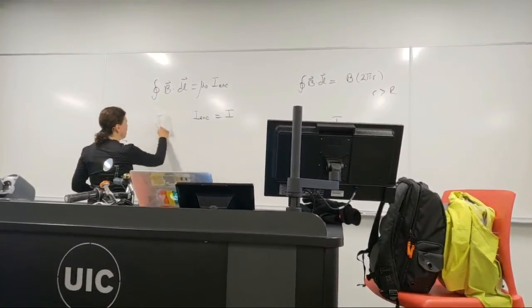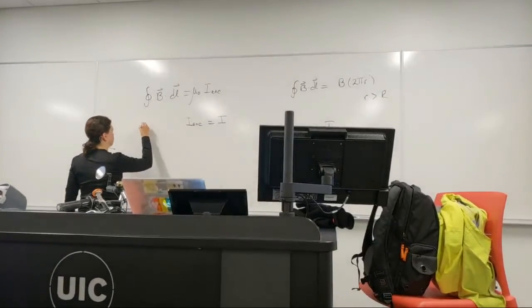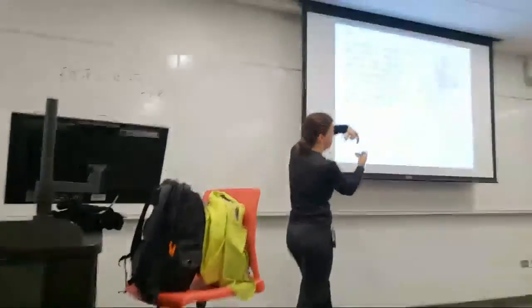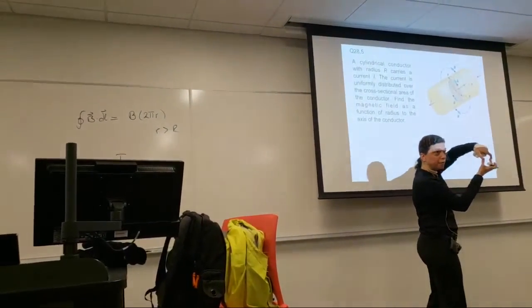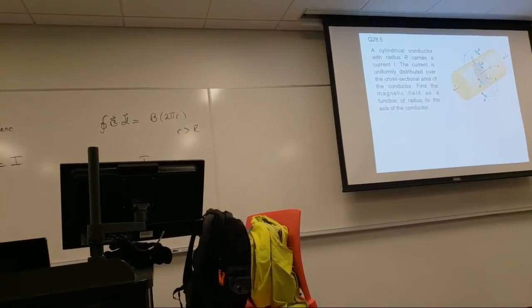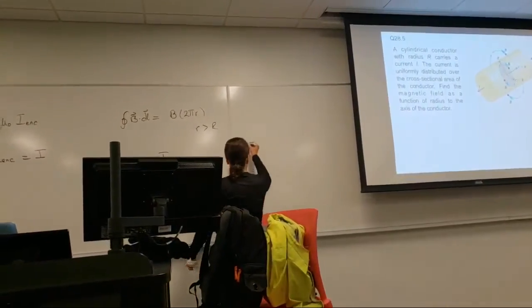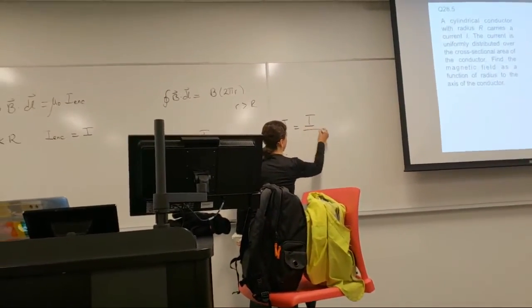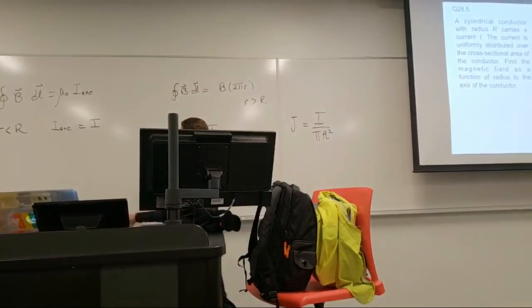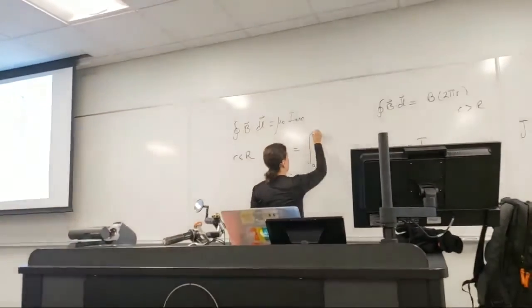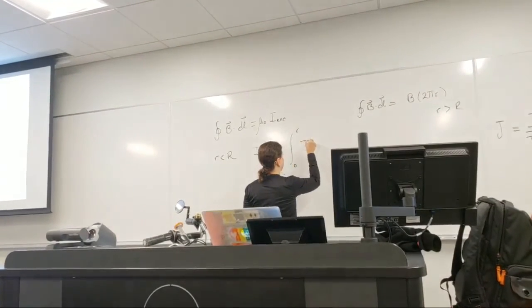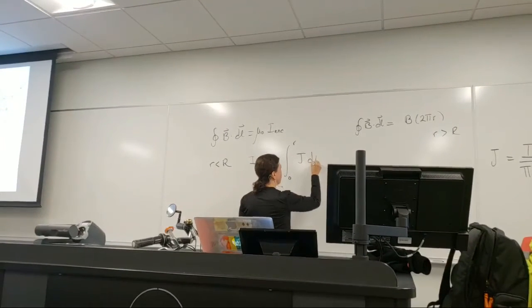Now, for r less than R, what is the current enclosed by my loop, if my loop is smaller than the wire itself? It cannot enclose the whole I. Now the current is uniformly distributed. That means the current density would be simply I over the area, which is pi R squared. That's the current density. So the current enclosed would be the integral from 0 to r, where r is less than the radius R, of J dA.